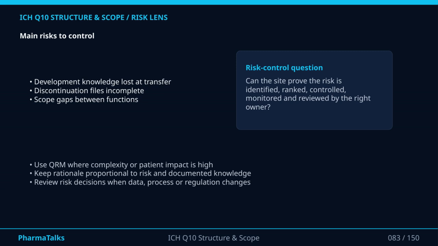To address these risks effectively, it's important to use quality risk management, especially when dealing with high complexity or impacts on patients. The rationale behind risk decisions must be proportional to the risk and thoroughly documented. Also, risk decisions shouldn't remain static. They need to be reviewed whenever there are changes in data, processes, or regulations. This approach helps maintain compliance and promotes continuous improvement.